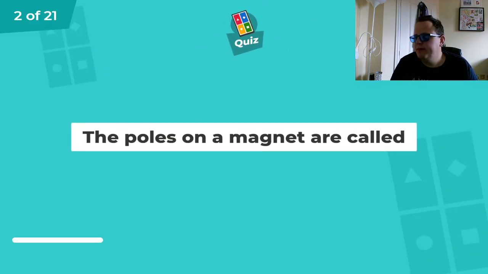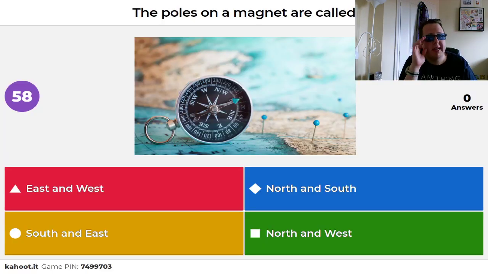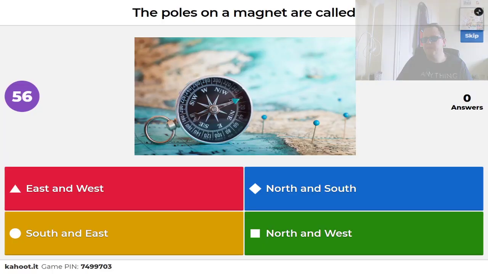So, the poles on a magnet are called... What do we call the 2 poles on a magnet? Those are the options.